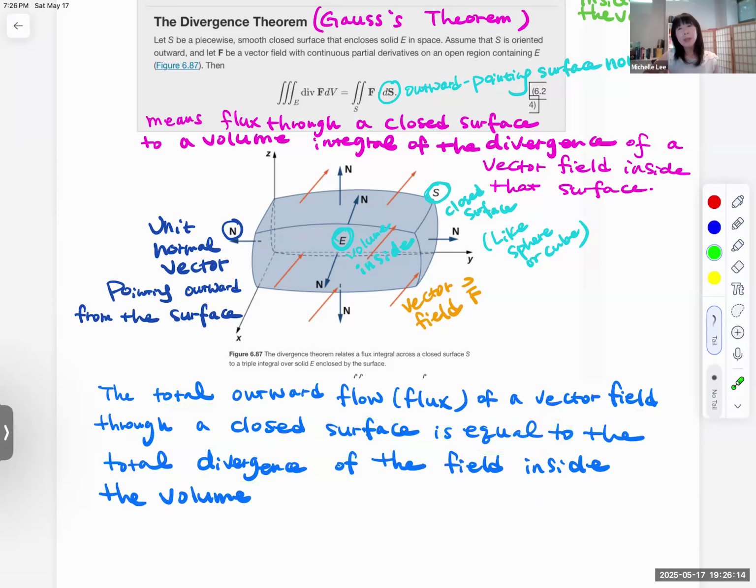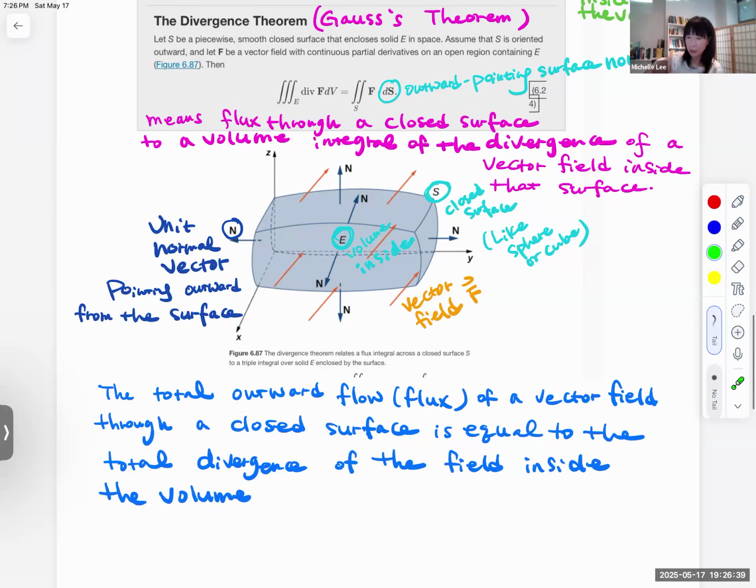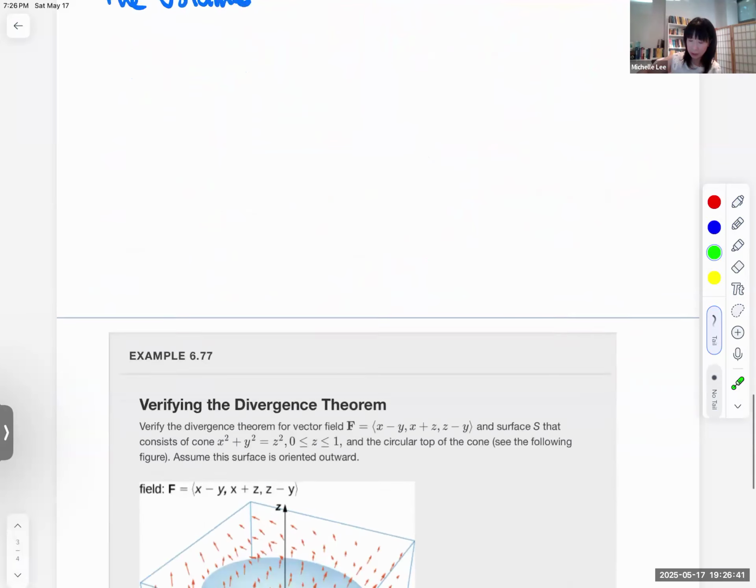volume. Basically, if we do the surface integral, that's too much work. So we use the divergence theorem, a triple integral. We know a triple integral is a lot of work too, but less than the surface integral. That's the bottom line. Okay, then let's do this example.